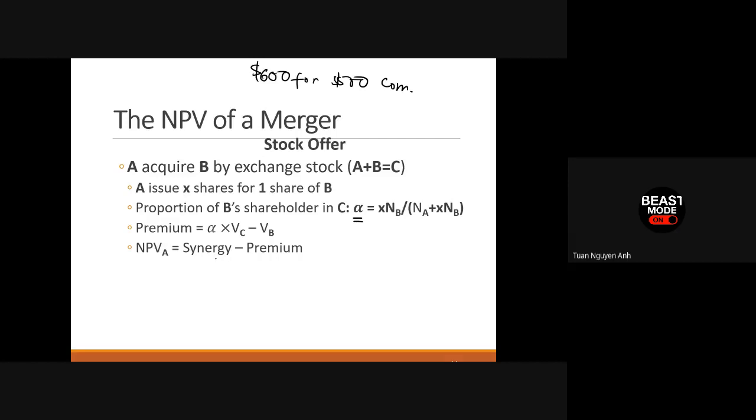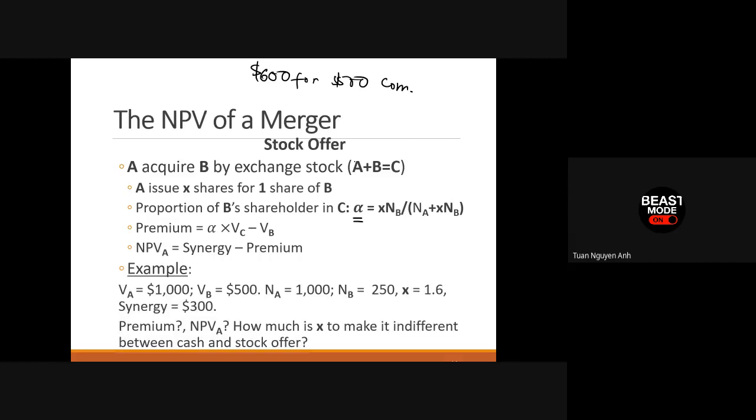Okay. So we can have some example here to do. Let's do the reading first. We have the value of company A here, the value of company B here, still the same as our previous example. This is the number of shares in company A and the number of shares in company B. This is X. So we have to issue 1.6 shares for each share of company B to exchange.